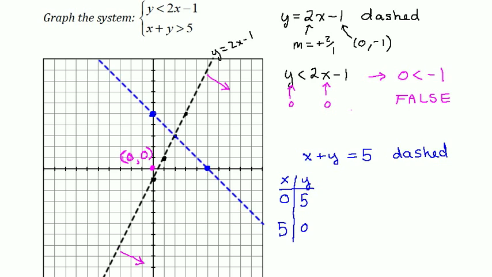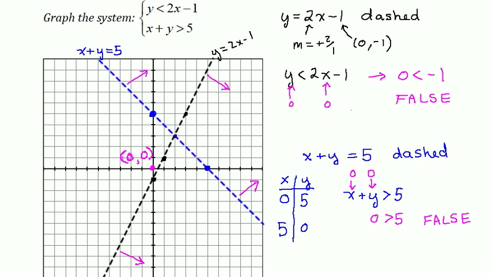Using the same test point for the second inequality, which goes with the equation x plus y equals 5. My second inequality is x plus y is greater than 5. Plugging in 0 for x and y gives me 0 is greater than 5, which is also false. So for both lines, I'm going to shade away from 0, 0.